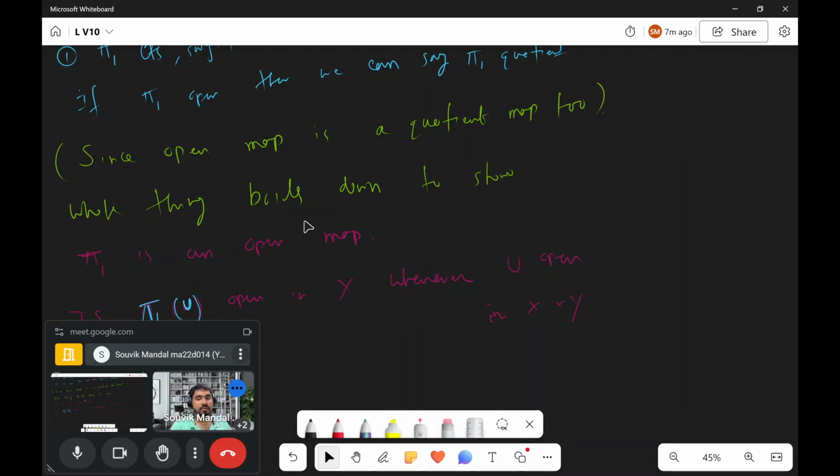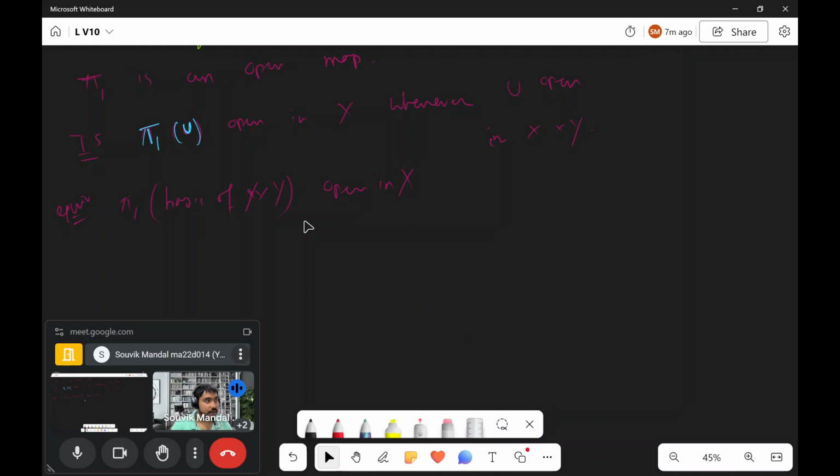So you need to show pi 1 sends open sets to open sets. Think about it and let me know how to approach. It is not too difficult, not too easy. Showing it for open sets is similar to showing that pi 1 sends a basis element to an open set, or equivalently, pi 1 of a basis element of X cross Y is open in X. This is what needs to be shown. Now think about it and let me know. Okay, take your time.